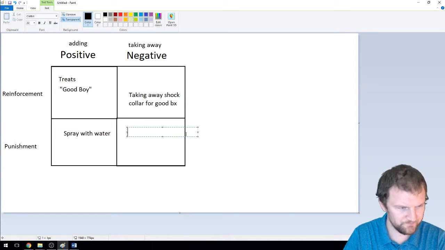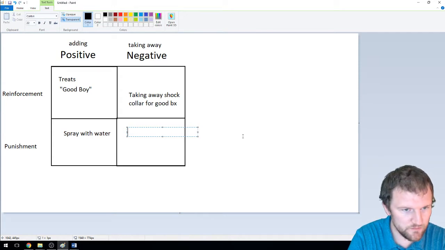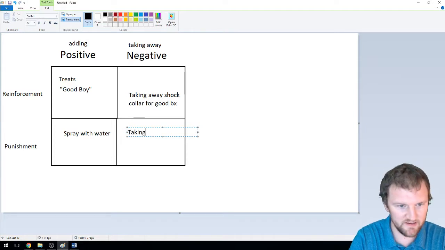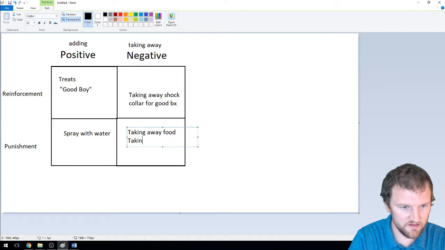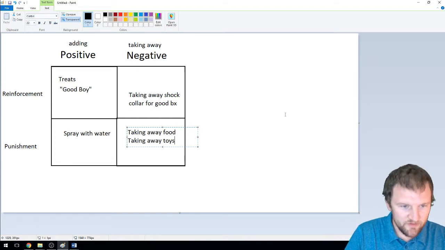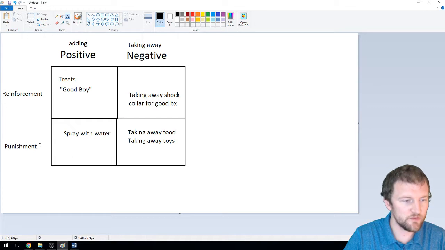Negative punishment would be taking away something that's going to punish the dog. So like taking away food, which sounds super mean. You could also take away toys, both of which are pretty sad. That would all be negative punishment. So taking away things to decrease behavior.